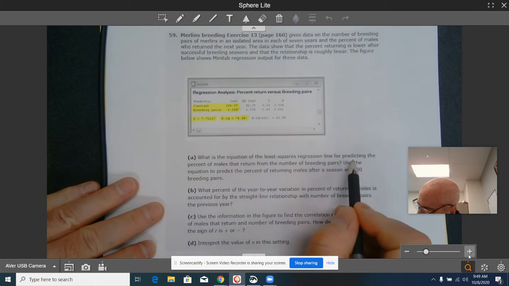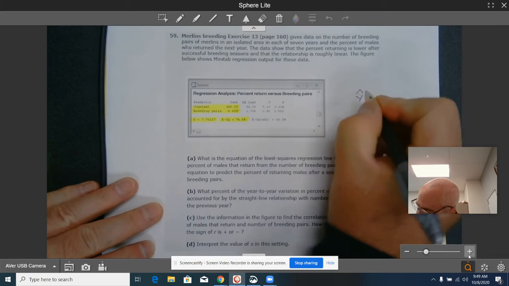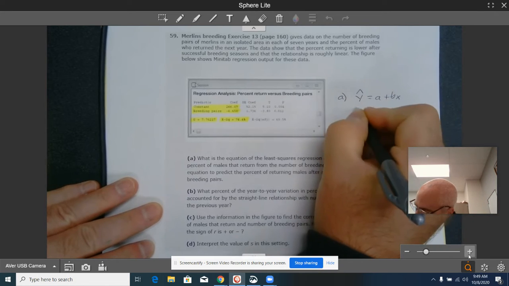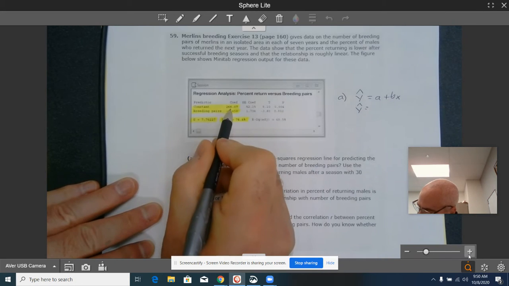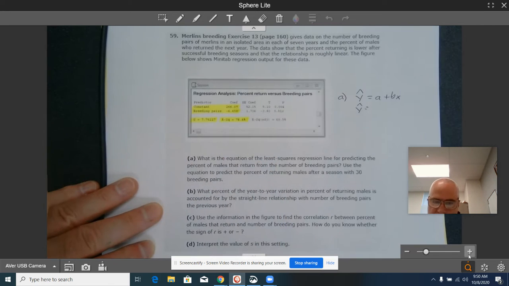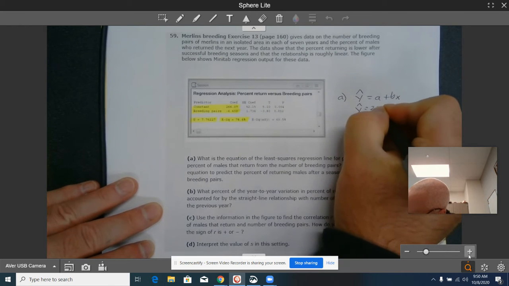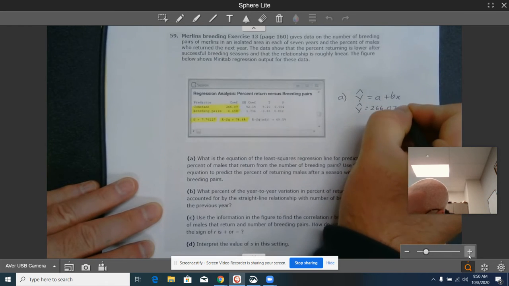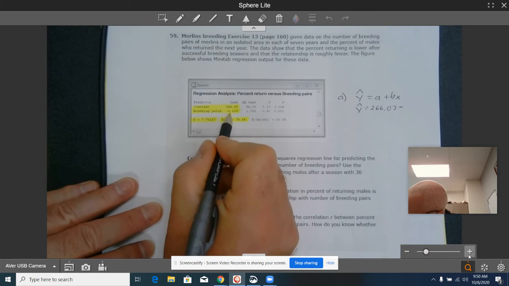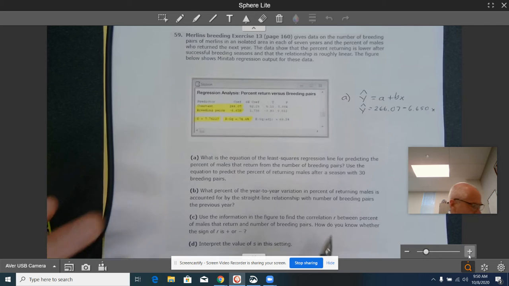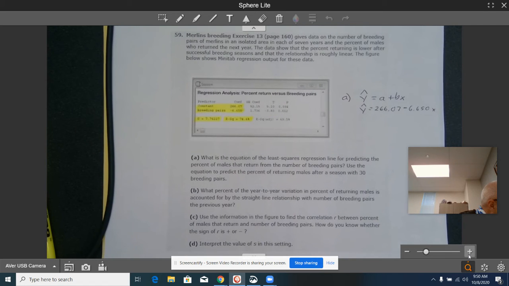Okay, it says, what is the equation of the least squares regression line? So y hat, this is part A. Y hat is equal to a plus bx. Y hat is equal to, this is your a, the stuff that comes after the constant. You just have to get used to where things are with this software output. That's really all it is. So that's 266.07 minus, I almost put plus there, but notice that it is negative, 6.650x. And there it is. I want to check in the book to make sure I'm leading you down the right path. And that is correct.